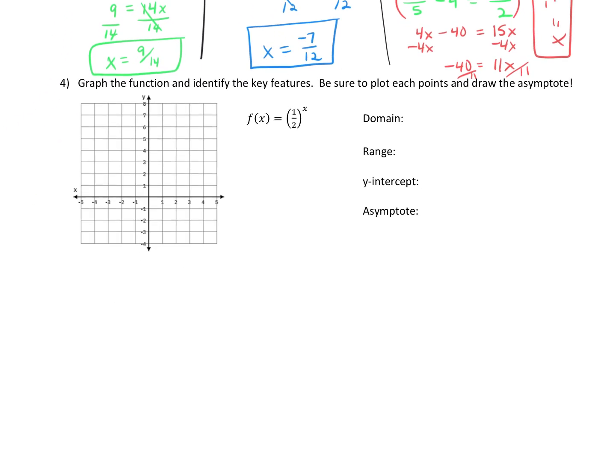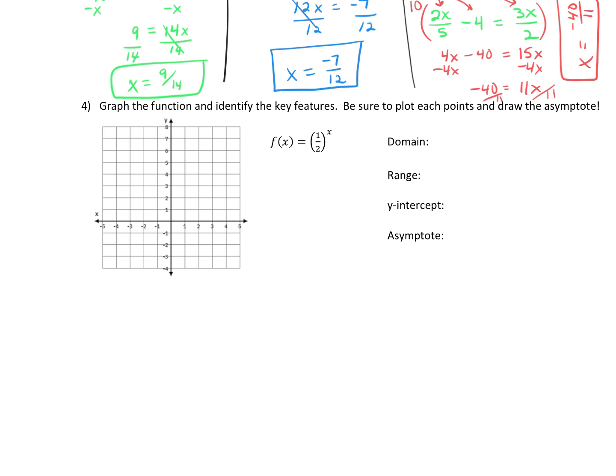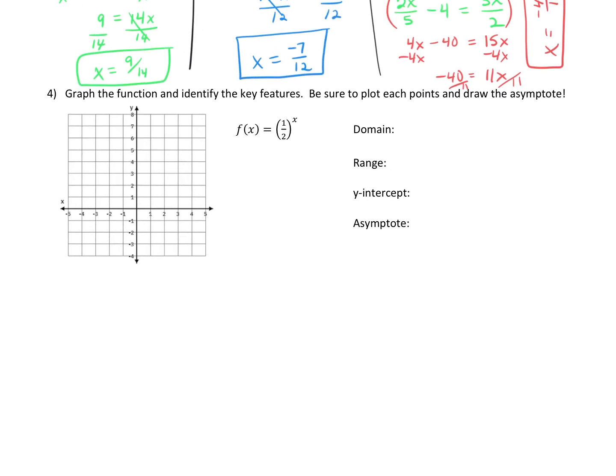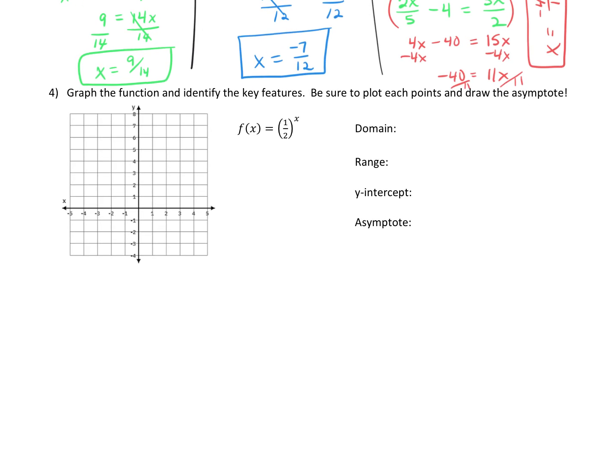All right, last problem on the front page. Graph the function and identify the key features. Be sure to plot points and draw the asymptote. All right, so a problem like this on the test, we were asked to fill in a table of values. So let's just go ahead and get our table of values. Very commonly, we're asked to fill in ordered pairs where the x's are negative 2, negative 1, 0, 1, and 2.